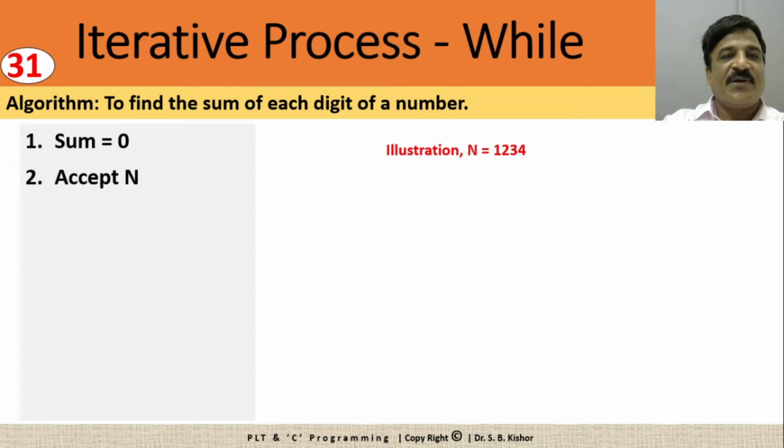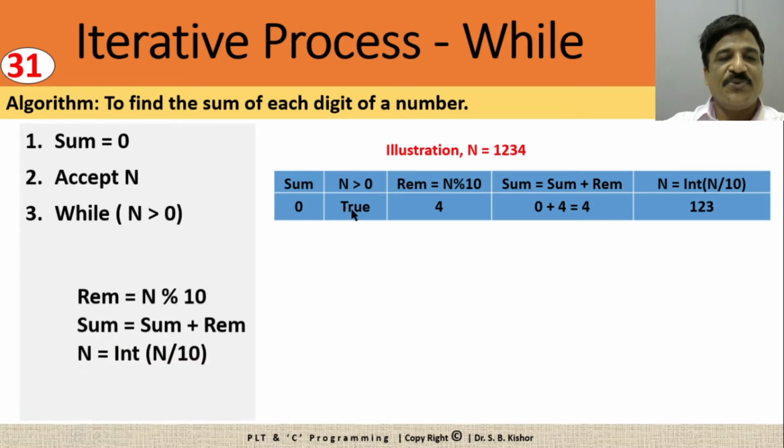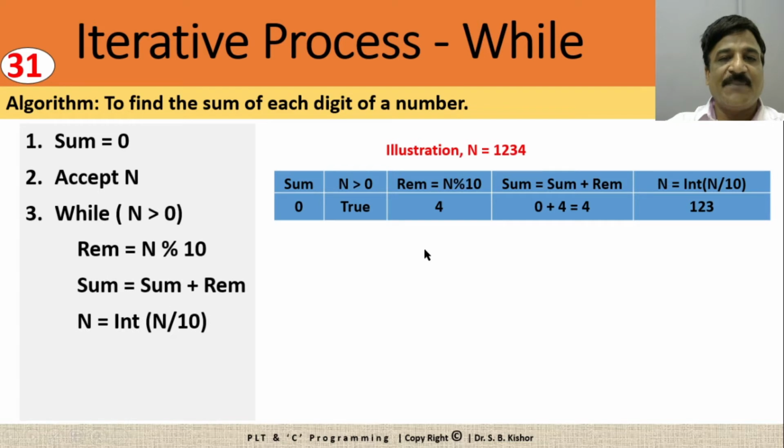Assume it's 1234. Now whether the value of n is greater than 0? Yes, 1234 is greater than 0. The condition is what? True. So in that case, what you need to do? You need to perform these 3 steps. What is that? First of all, find out the remainder. So what you will get? Number 4. It means 1234 divided by 10, you will get a remainder 4. It means you have extracted this particular number, you got a 4.